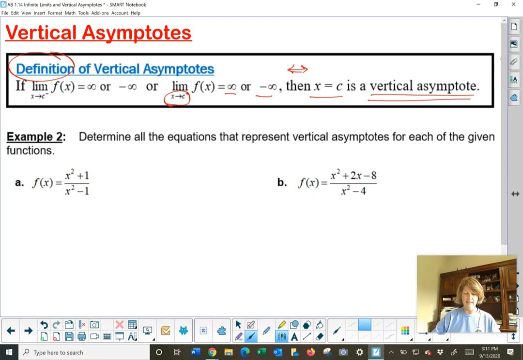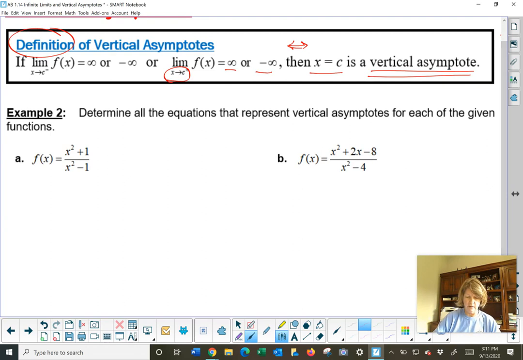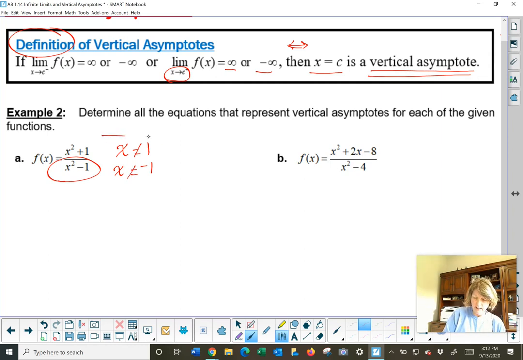If we have a limit going to infinity or negative infinity, we can assume it's a vertical asymptote. Example 2, determine all the equations that represent vertical asymptotes for each of the given functions. So I've got x squared plus 1 over x squared minus 1. And when I look at this, I would think that I might have problems when x approaches 1 and x equals negative 1, because I think in our domain, we will see that it's all reals except that x cannot equal 1 or negative 1.